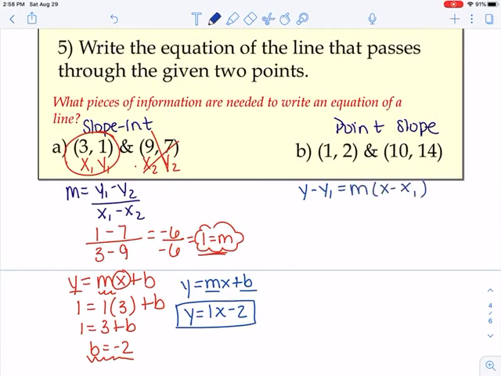Again, the 2 things that you need are a point and the slope. Well, the good thing is I'm given 2 points, so I already have the point part down. So the other piece of information that I'm going to need is my slope. So that we are going to have to do exactly the same way that we did in part A. So slope, again, is y1 minus y2 over x1 minus x2.